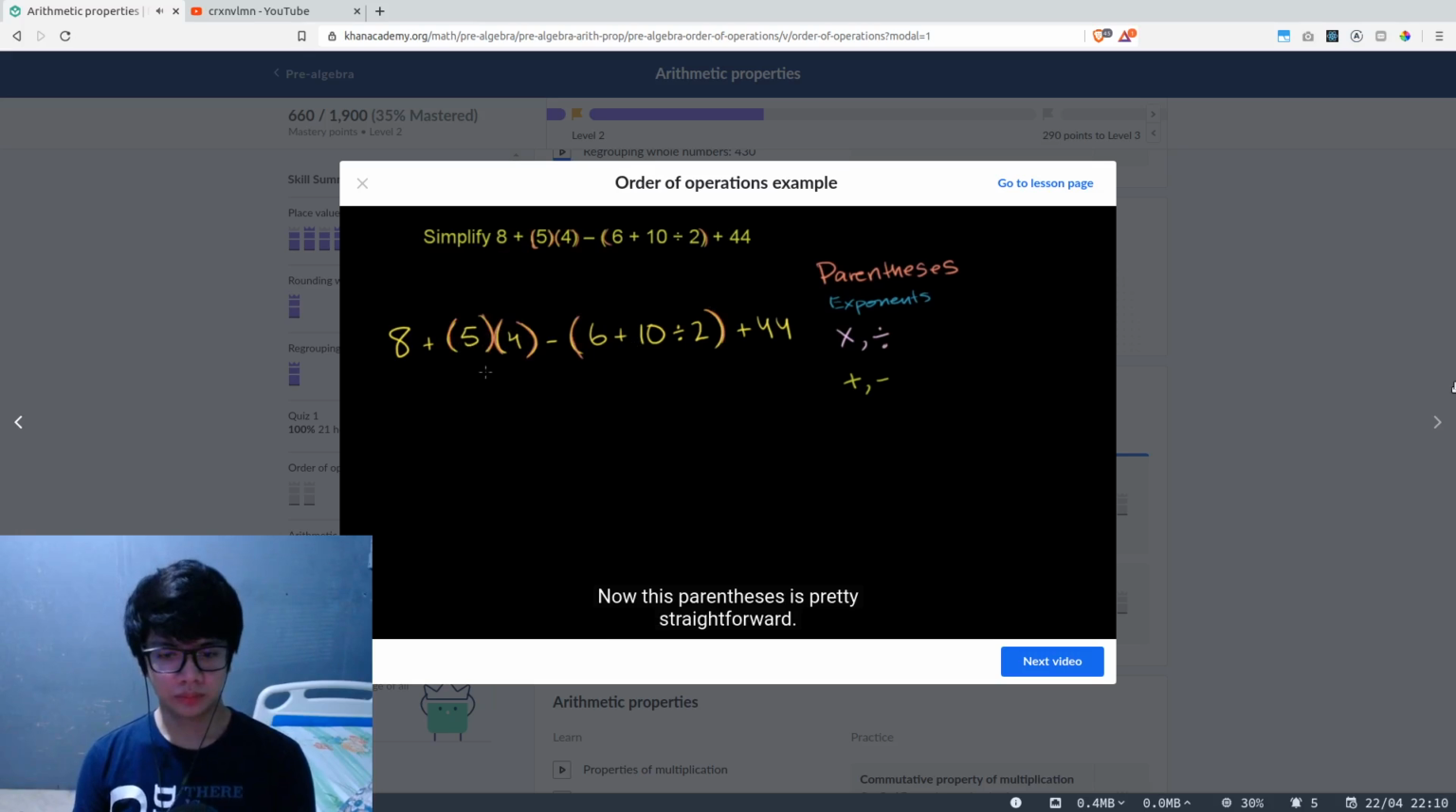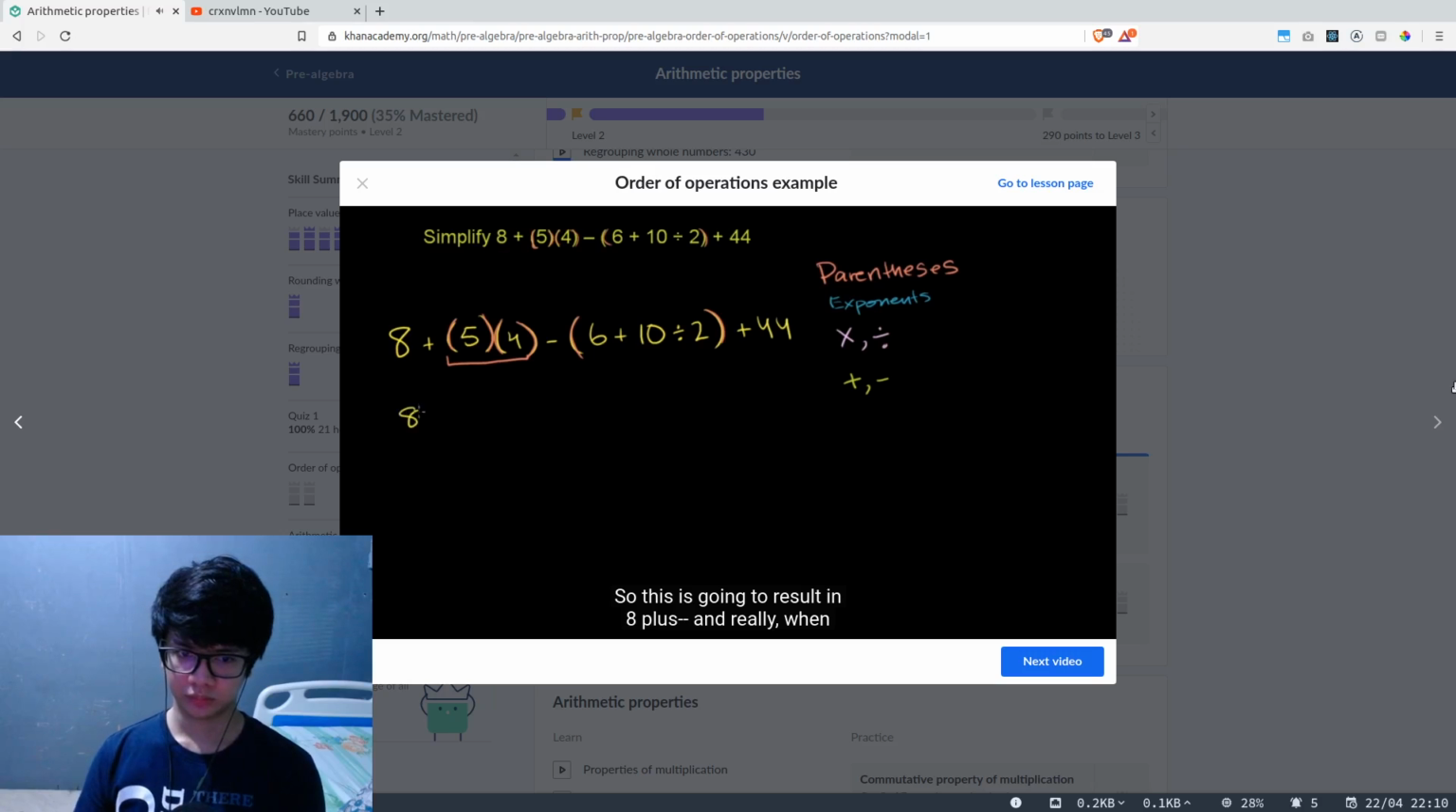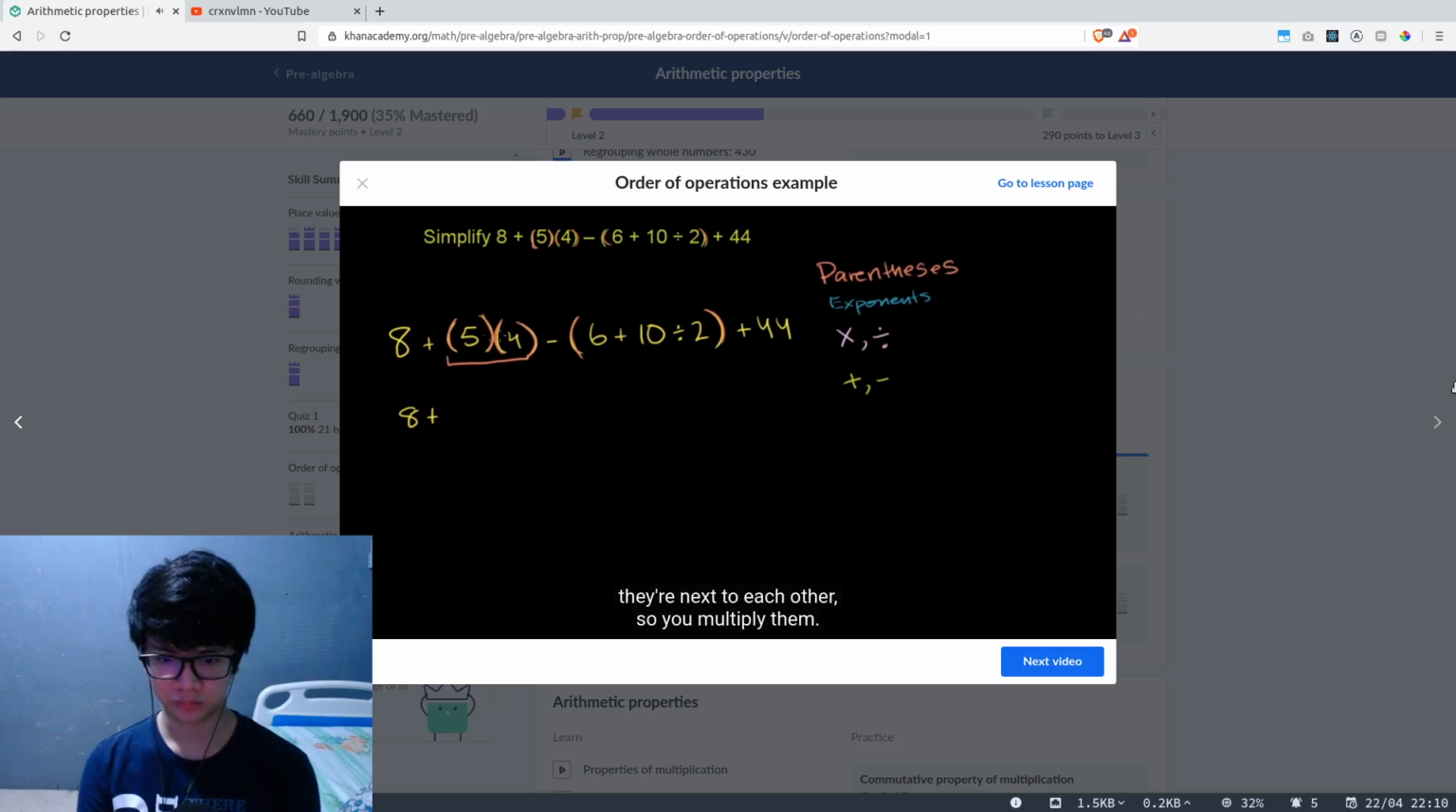Now this parentheses is pretty straightforward. Inside the parentheses, it's already evaluated. So we could really just view this as 5 times 4. So let's just evaluate that right from the get-go. So this is going to result in 8 plus, and really when you evaluate this parentheses, you literally just get 5. And then you evaluate that parentheses, you literally just get 4, and then they're next to each other, so you multiply them. So 5 times 4.